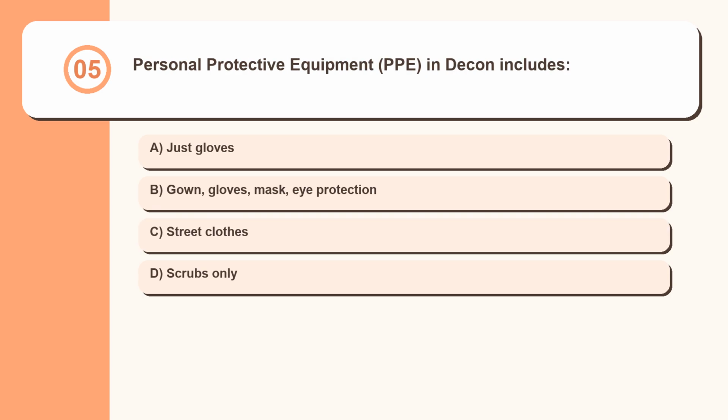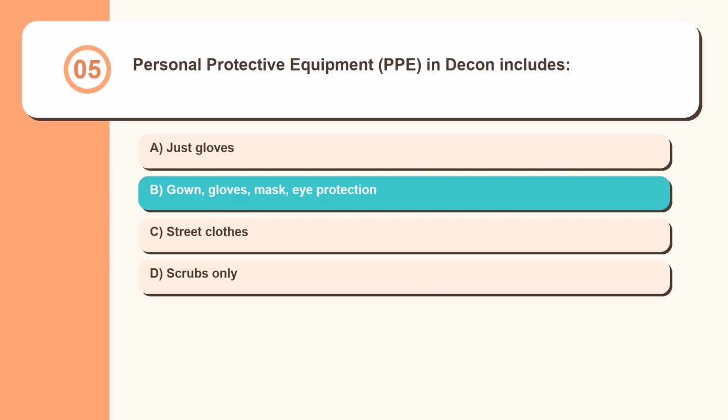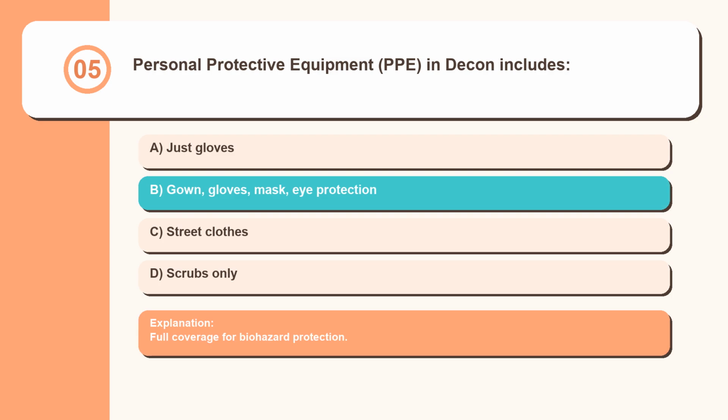Question 5. Personal protective equipment, PPE, in decon includes just gloves, gown, gloves, mask, eye protection, street clothes, scrubs only. Answer: gown, gloves, mask, eye protection. Full coverage for biohazard protection.